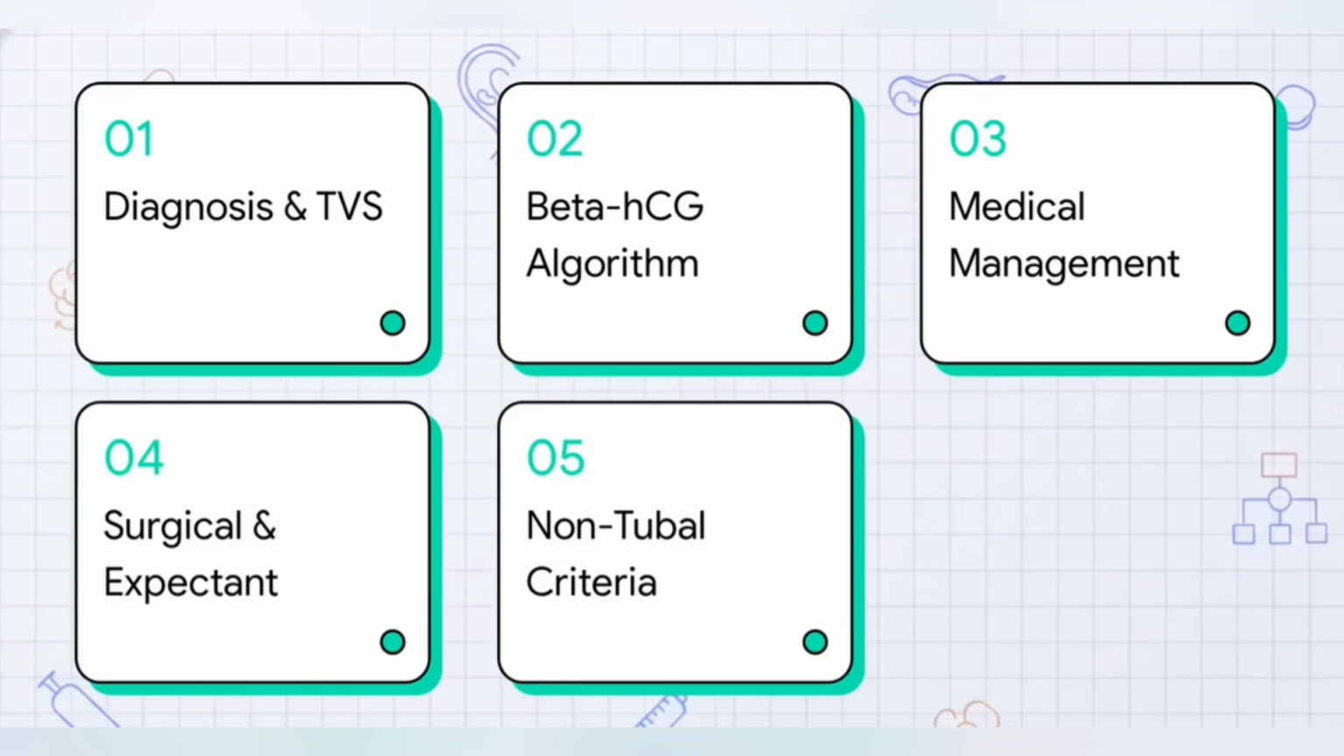Here's our game plan for today. First, diagnosis and TVS. 2. The beta-HCG algorithm. 3. Medical management. 4. Surgical and expectant management. And finally, number 5, non-tubal criteria.